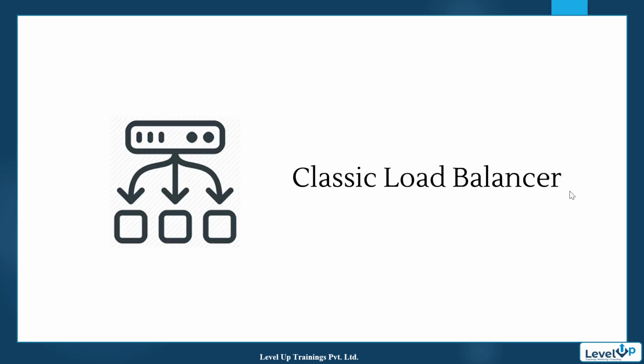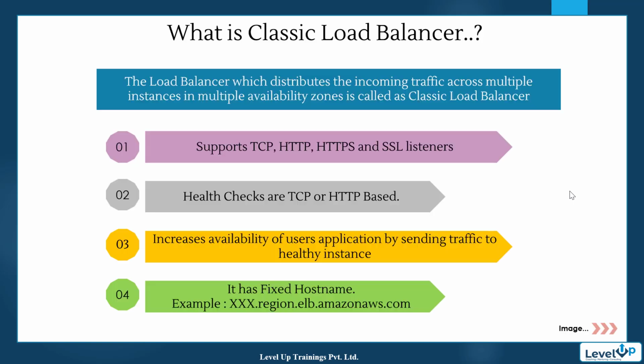Now first let us start with the Classic Load Balancer. The Classic Load Balancer distributes the incoming traffic across multiple instances in multiple availability zones. So basically it does the work of a normal load balancer. It distributes the traffic to multiple EC2 instances. It supports TCP, HTTP, HTTPS, and SSL listeners. It will do TCP or HTTP based health checks, and increases the availability of the user's application by sending traffic to healthy instances. It has fixed host names.